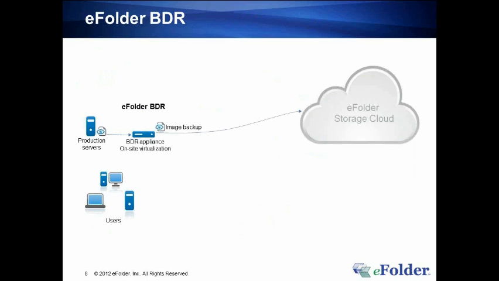So eFolder ShadowProtect BDR basically incorporates StorageCraft ShadowProtect software along with an on-site appliance and then cloud services to provide further data protection. The ShadowProtect software gets deployed onto the production servers or workstations that you're protecting. The on-site BDR appliance is utilized as a storage server and as a standby server. If you have a failed server, you can virtualize those server images on that appliance and then run them locally in the event of an outage of some kind at your client.